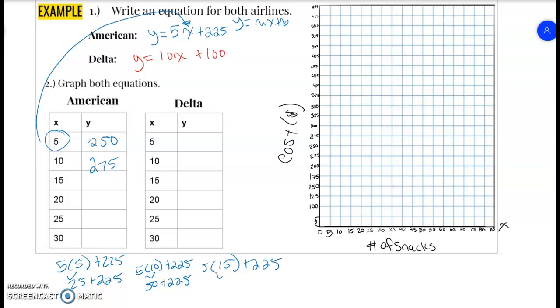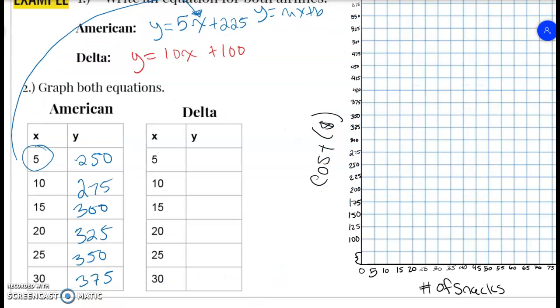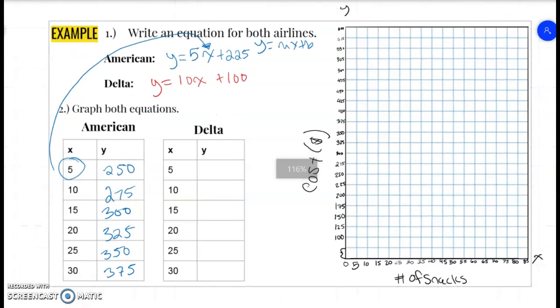So if I just keep going, what's going to happen here is we're just going to keep increasing, and eventually we're going to get all the way down here to 30. So what I want you to do is to keep going, fill out the rest of these for just American. All right, so now I have all of my American Airlines points. So now what I need to do is Delta.